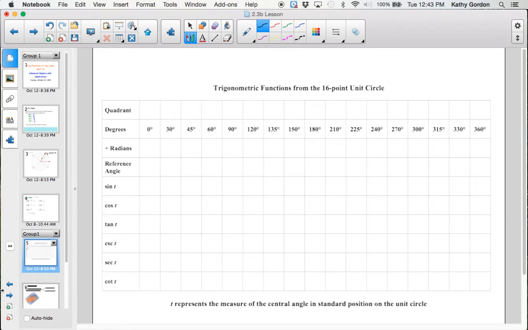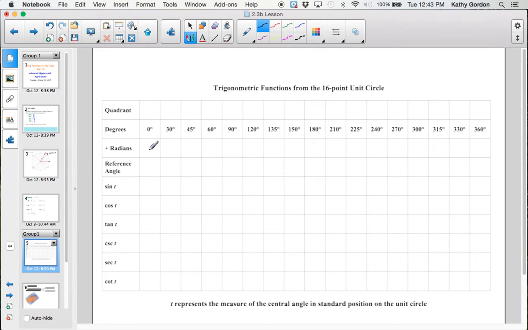So the first thing I want you to do on this table is fill in this row that's labeled positive radians. If you're going in the positive direction around the circle, what is the radian equivalent for each of these degree angles that are in the second row? Now, we've already talked about some of them, so let's go ahead and fill those in.